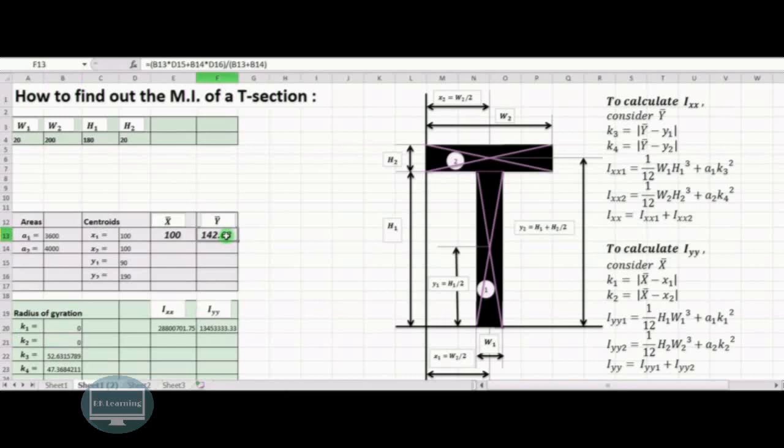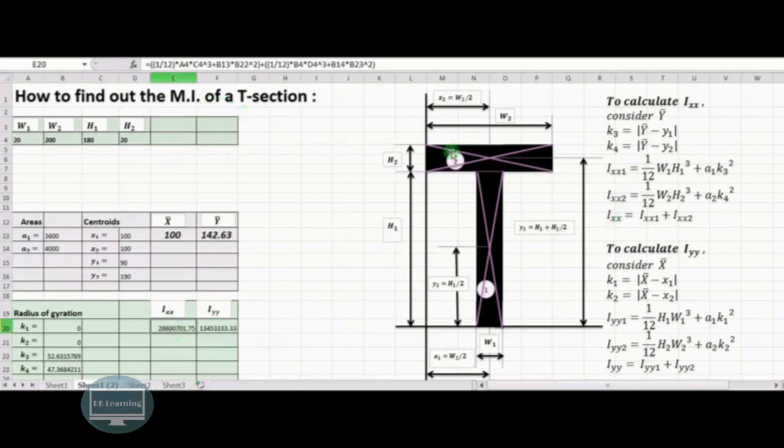Y bar is nothing but this value. So this is nothing but cell F13. So F13 minus this value, that is D15, Y bar minus Y1, and this is Y bar minus Y2. And substituting all these values over here, Ixx1, Ixx2 can be calculated, and then Ixx can be calculated.